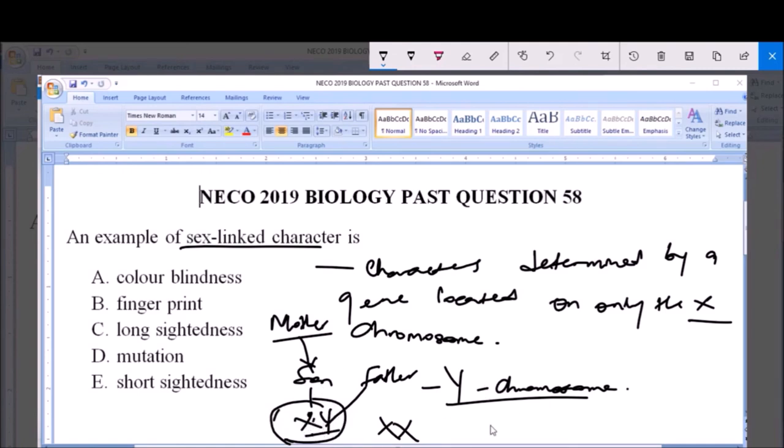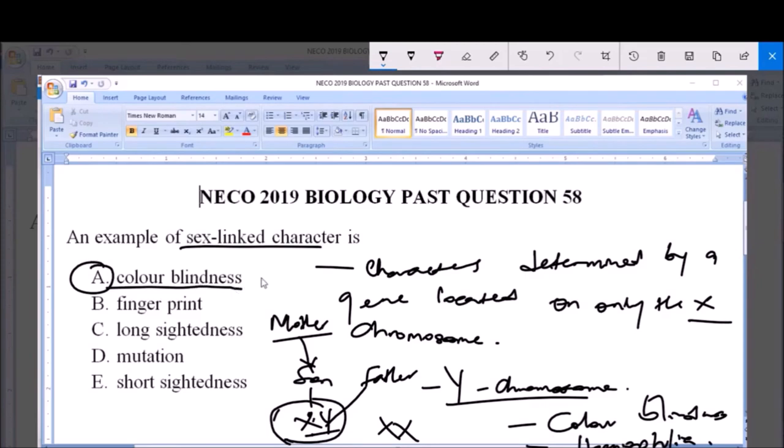An example of this sex-linked trait includes color blindness and hemophilia. And from the options, you see that what we have is color blindness, which is option A. So color blindness is an example of a sex-linked character or a sex-linked trait. So the answer to this question is option A, color blindness.